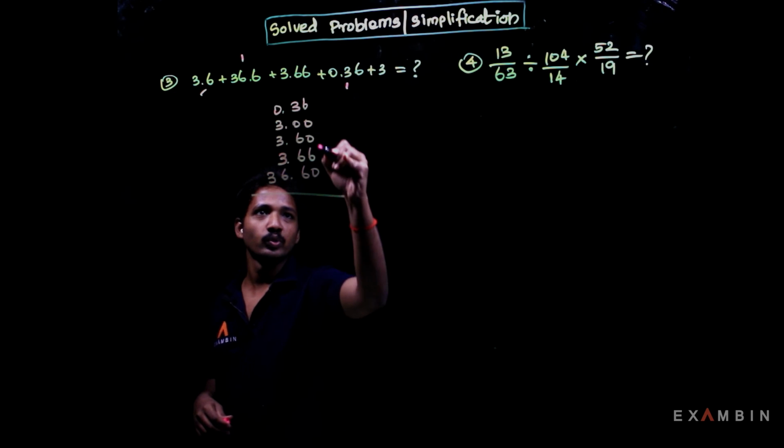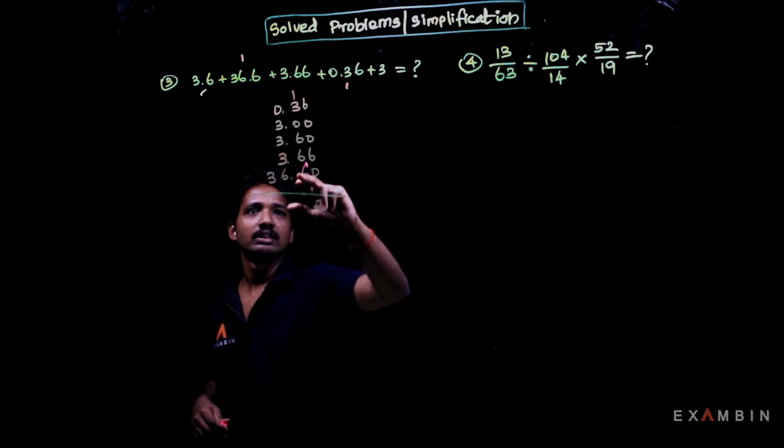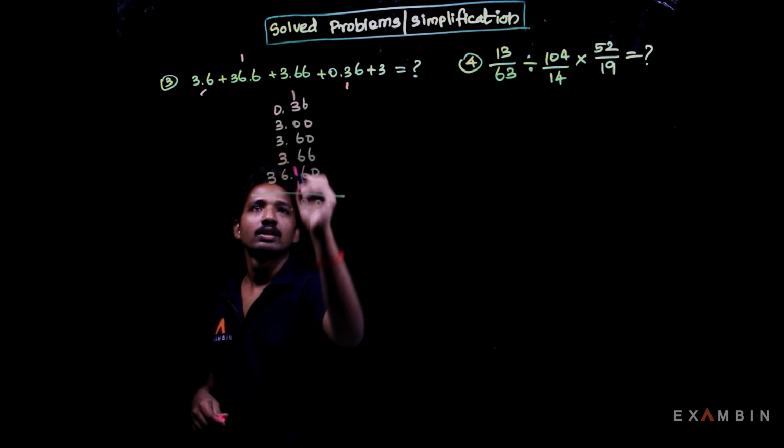That's very simple. 2 into 2, 6 are 12, carry 1. 3 6 are 18 plus 3, 21, plus 1, 22. Remainder 2.